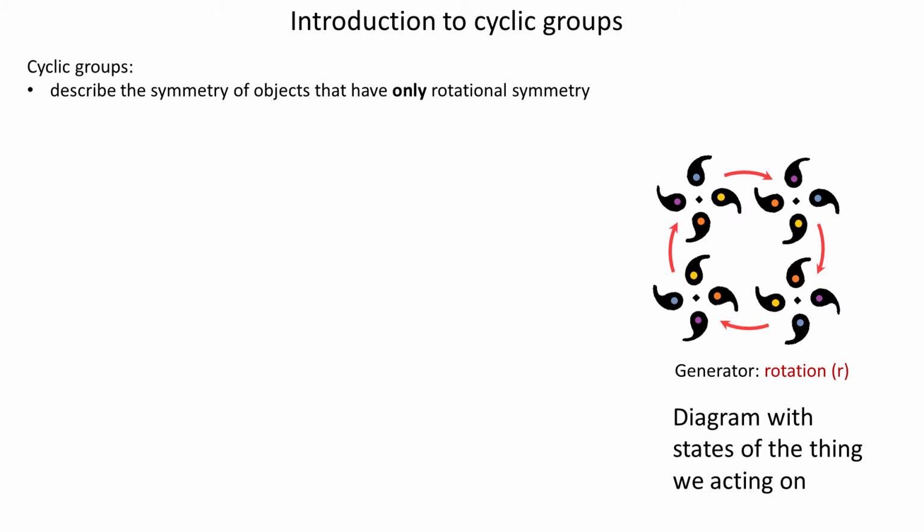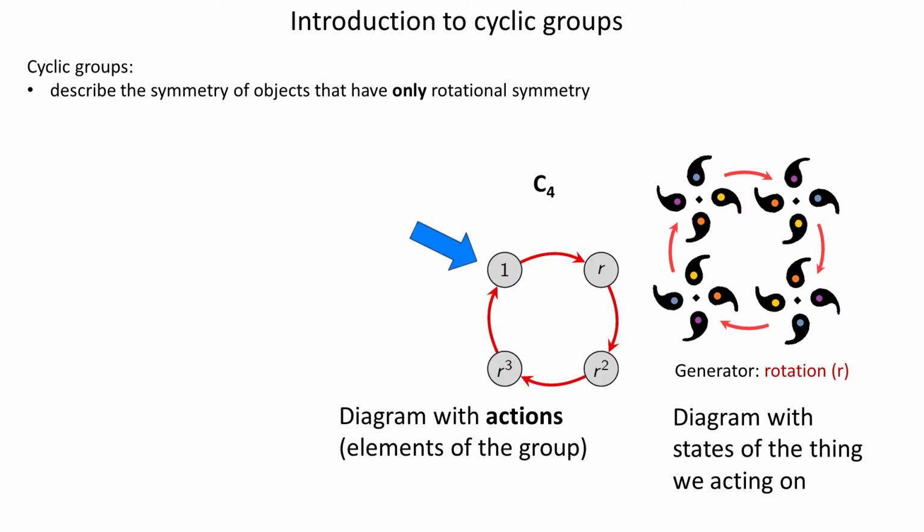So if we call rotation by 90 degrees R, then this is the diagram with actions. We start from the initial configuration 1, we perform rotation R, then we perform rotation R again, so overall, to get from the initial configuration to the present configuration, we need to do R squared. Doing R again takes us to R cubed, and doing it again takes us to R to the power of 4, which is also the initial configuration, that is 1. So R, R squared, R cubed, and 1, or R to the power of 4 if you prefer, are the elements of the C4 group, that is the cyclic group with 4 elements.